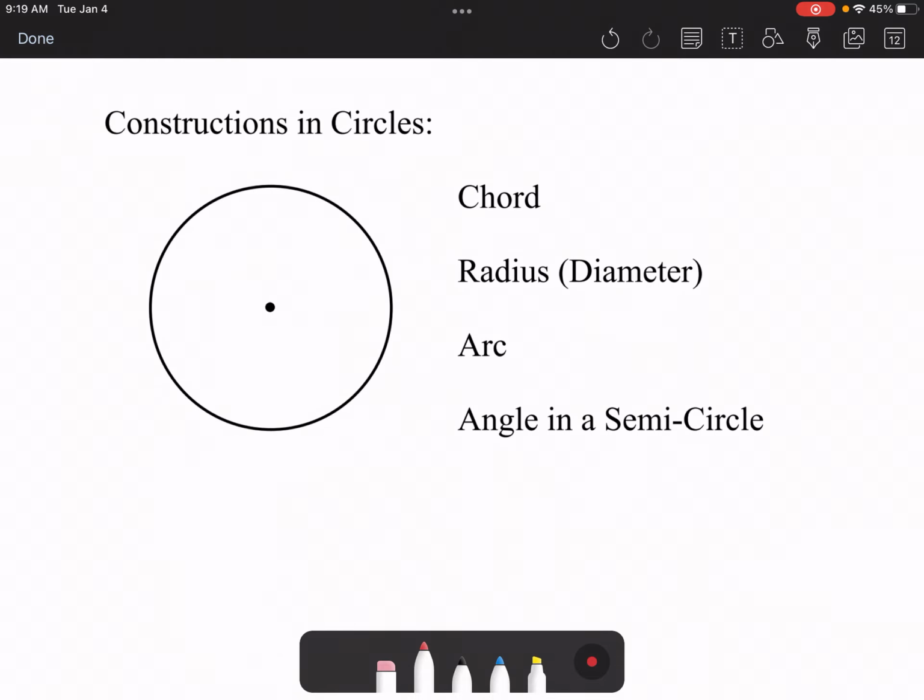Okay, some other constructions that we need to know. Some constructions in circles. So the first construction we'll take a look at is a chord. A chord is a line from one point on the circle to another point on the circle.